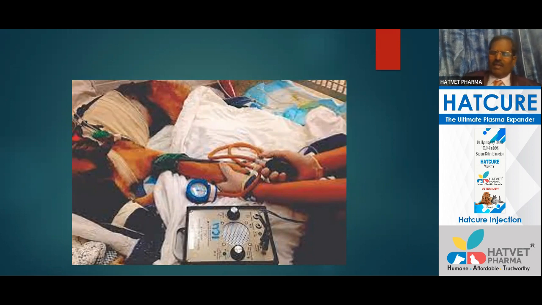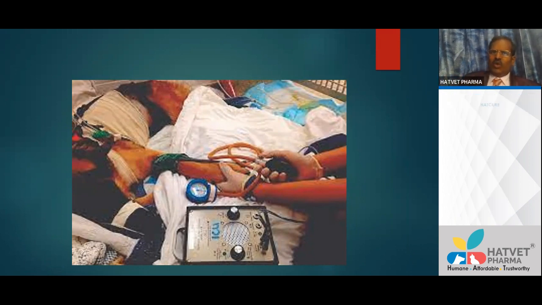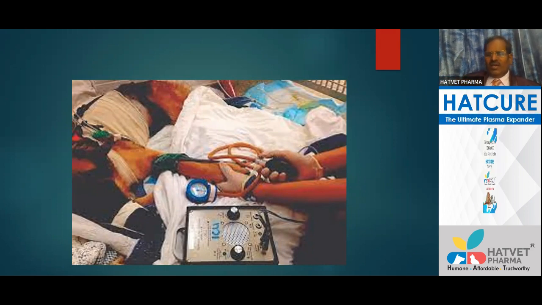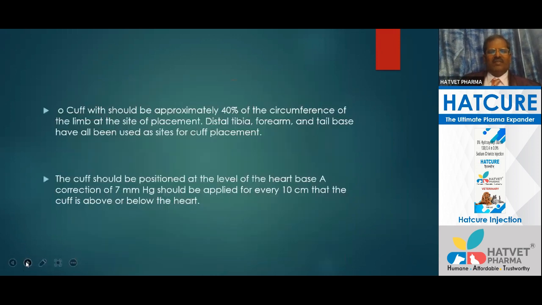One person doing all of these tasks is okay for a critically ill animal. But if the animal is somewhat aggressive, you need to restrain it properly, and then only can you do it.